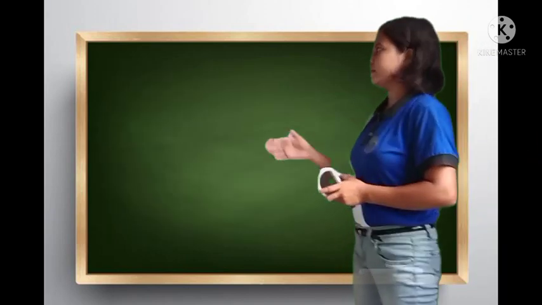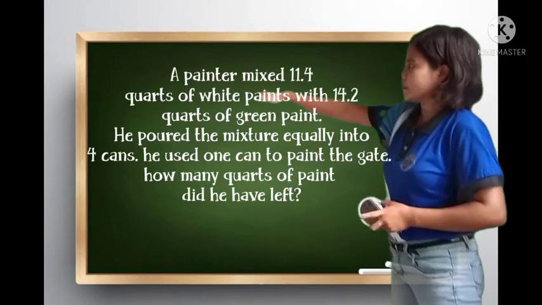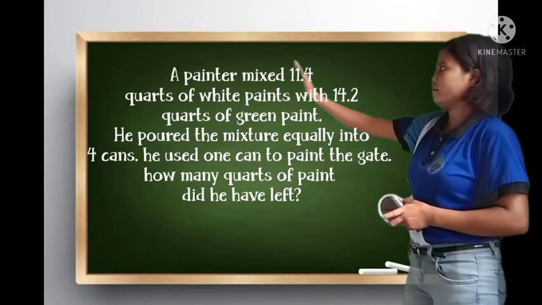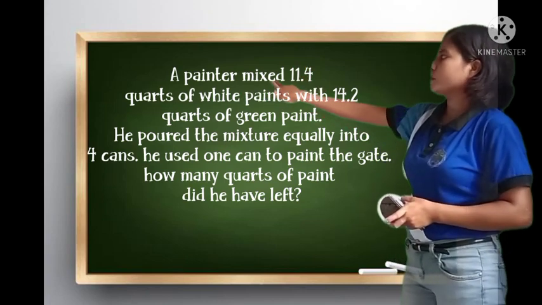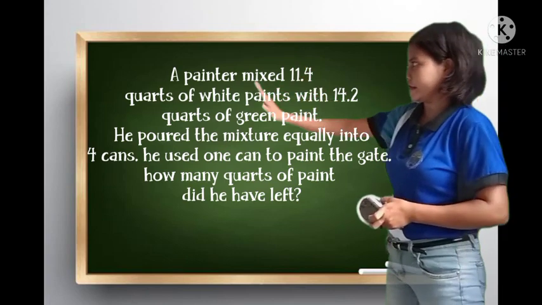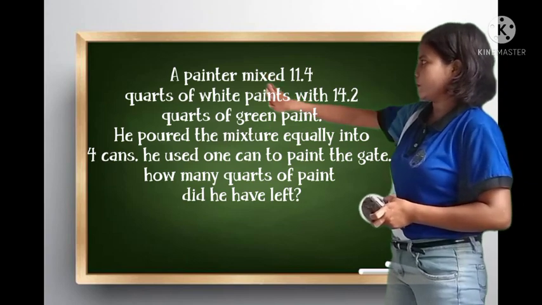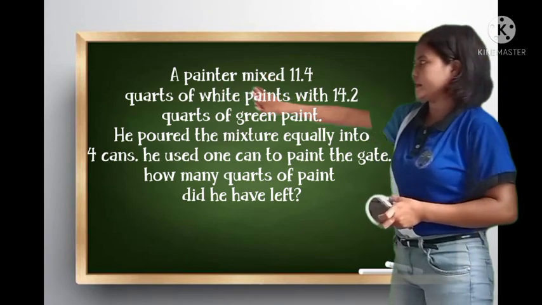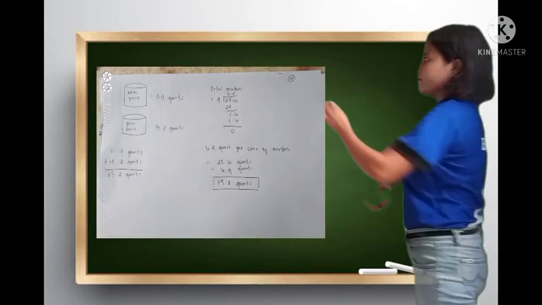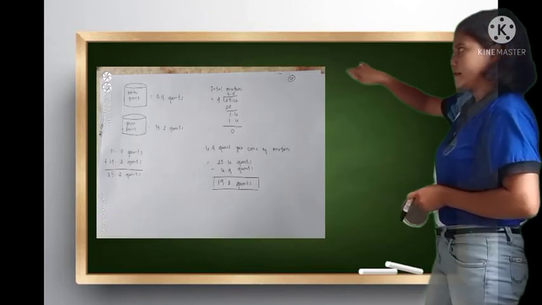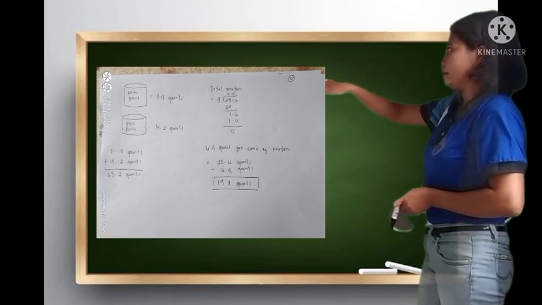Now, let's move to the fourth problem. A painter mixed 11.4 quarts of white paint and 14.2 quarts of green paint. He poured the mixture equally into 4 cans. He used 1 can to paint the gate. How many quarts of paint did he have left? Ayan. So, meron tayong given. 11.4 quarts daw yung sa white paint and 14.2 quarts sa green paint.